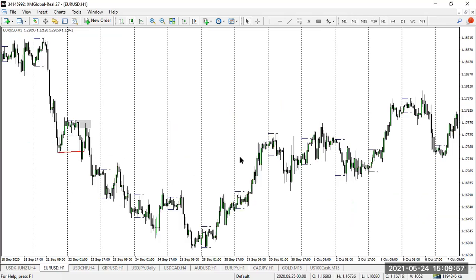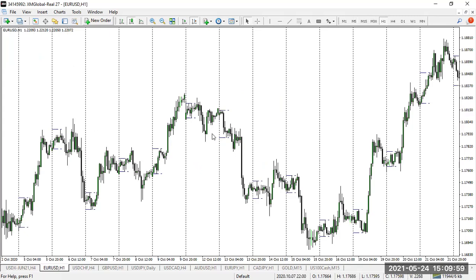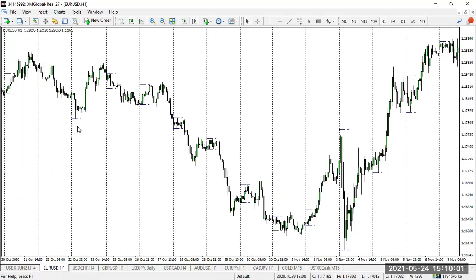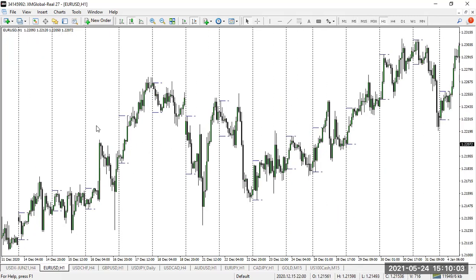Right, so that's what you do. That's how you trade the order blocks. That's how we trade with the order blocks. So it's market structure and the order blocks together. You mix them together.